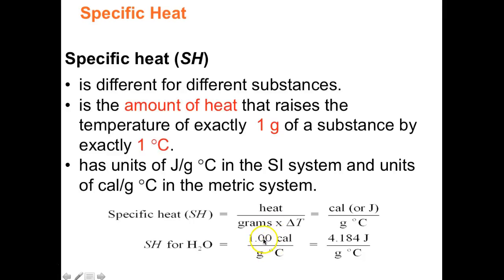When you convert it into joules, 1 calorie is 4.184 joules. So in terms of joules, the specific heat is 4.184 joules per gram degree centigrade, right? So these are the units for specific heat, calorie per gram per degree centigrade.